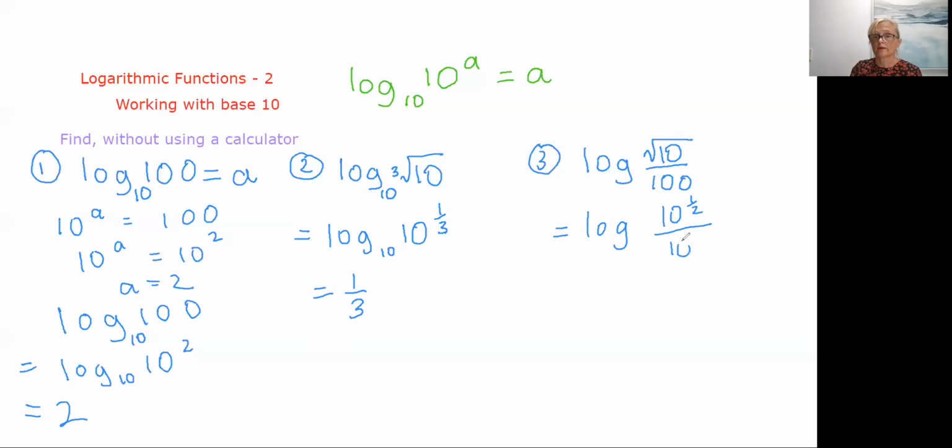100 is 10 squared. What do we know from our index laws about dividing powers of the same base? We know that we subtract the indices, don't we? So we're going to get 10 to the 1/2 minus 2, which is -3/2. You can write the 10 in there if you want to, just to remind yourself. So again, what we're really saying is, what do we raise 10 to give us 10 to the -3/2? Well, the answer is clearly -3/2.